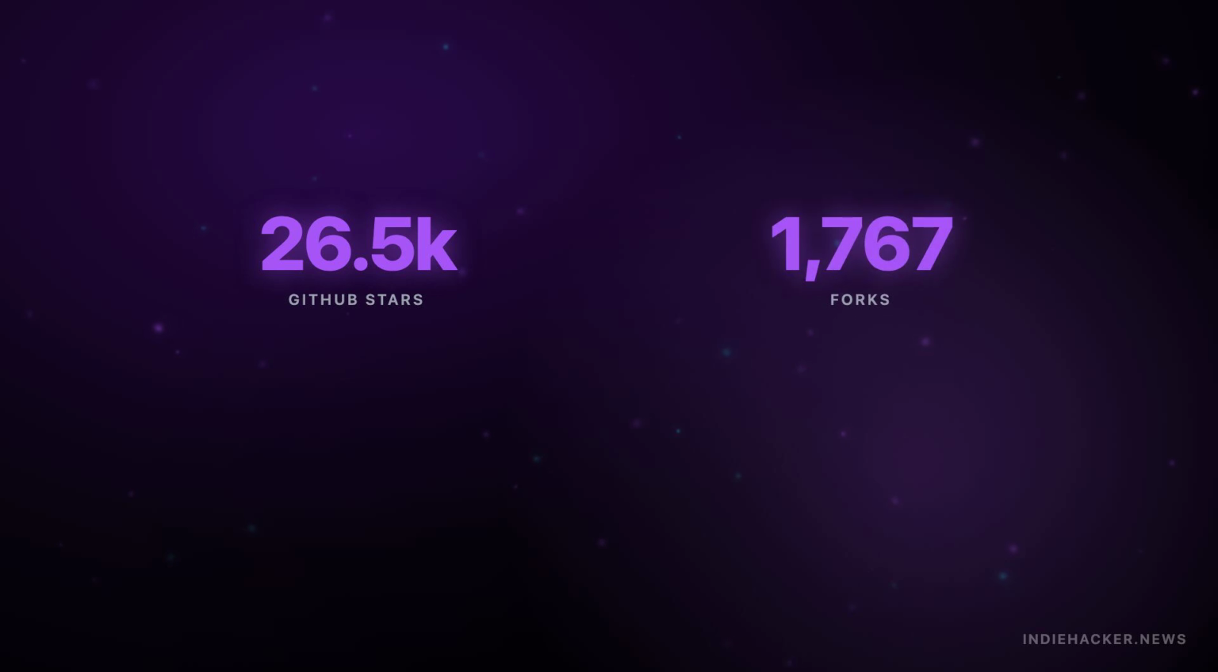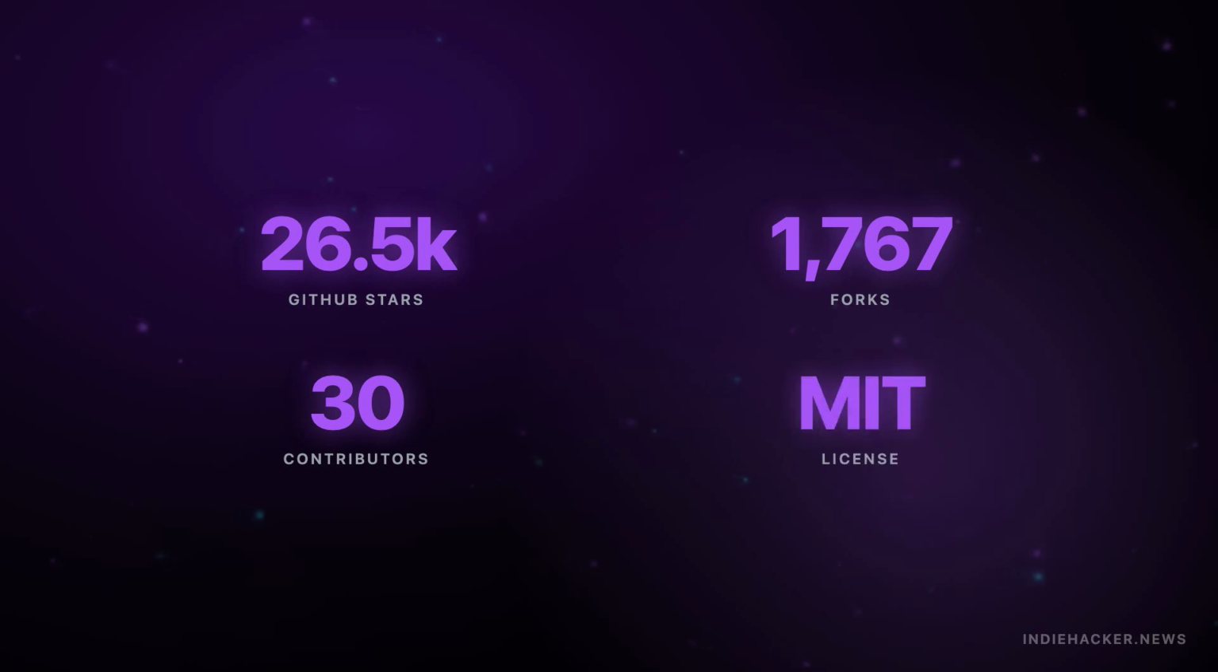Here's the quick spec sheet. 26,000 stars in 5 months, which is genuinely fast growth for a dev tool. Over 1,700 forks, meaning people are actually building on top of it. 30 contributors actively merging PRs, including community translations and bug fixes landing daily. And it's MIT licensed, which means you can use it commercially, modify it, redistribute it, no strings attached.